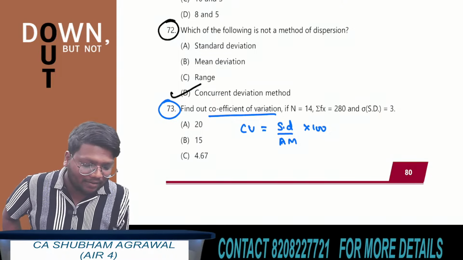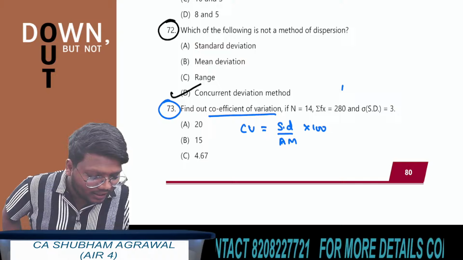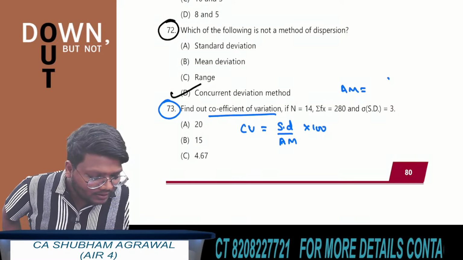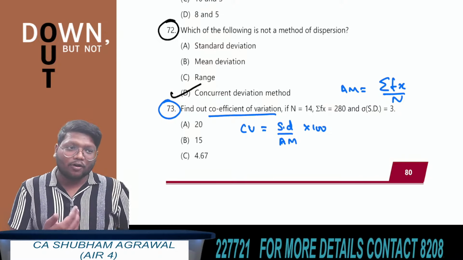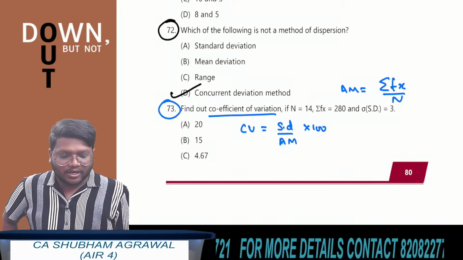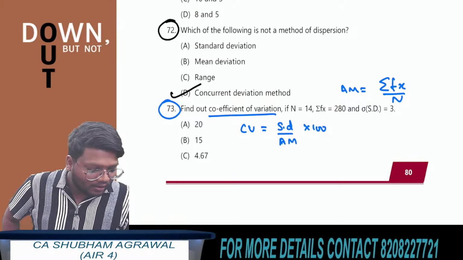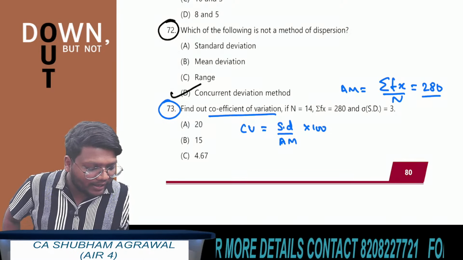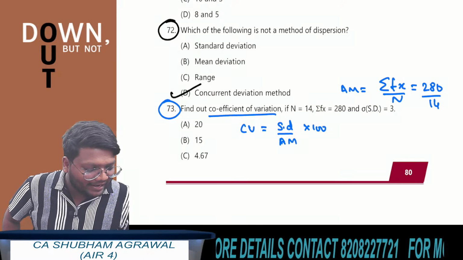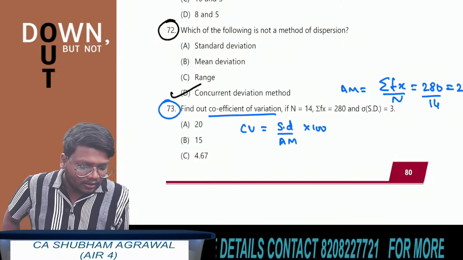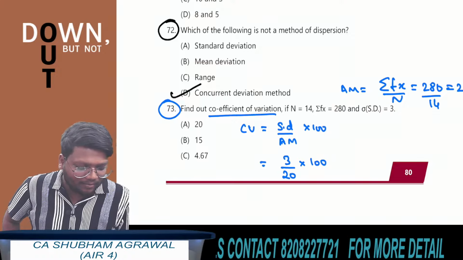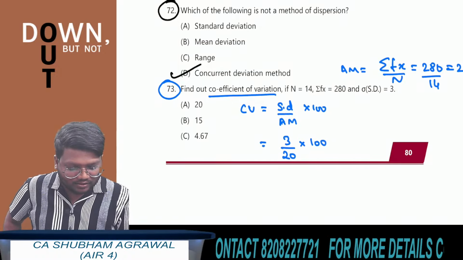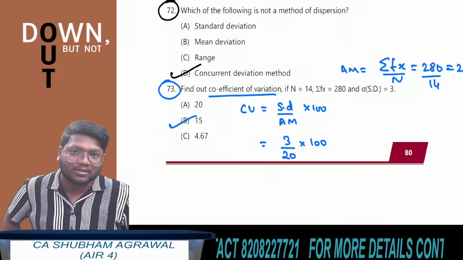How to find the arithmetic mean here? Arithmetic mean is summation of fx divided by capital N. Okay, we can use this formula to find the arithmetic mean. Summation of fx is 280 and capital N is 14. So 280 divided by 14 is 20. Standard deviation is 3, arithmetic mean is 20. So 3 upon 20 multiplied by 100. What is the answer here? 15. Option B is the correct answer.